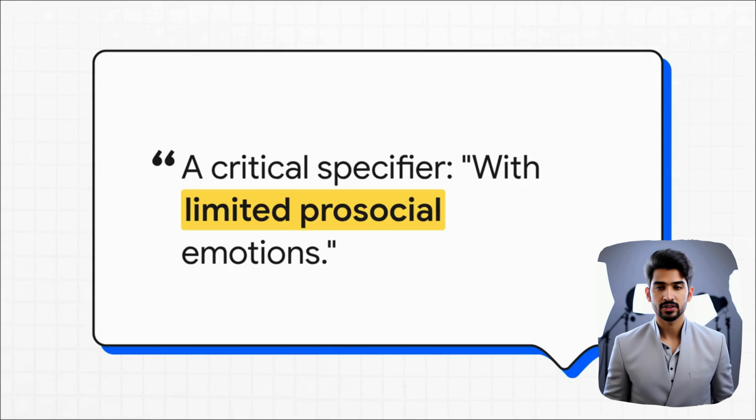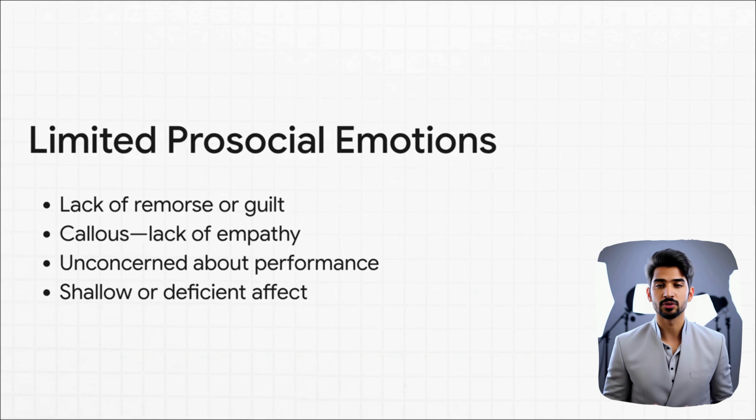And beyond just the age it starts, there's another crucial layer. For some individuals, a clinician can add this specifier with limited prosocial emotions. You'll often hear this talked about in research as callous-and-unemotional traits, and it points to a very distinct psychological profile. So, what does that actually look like?